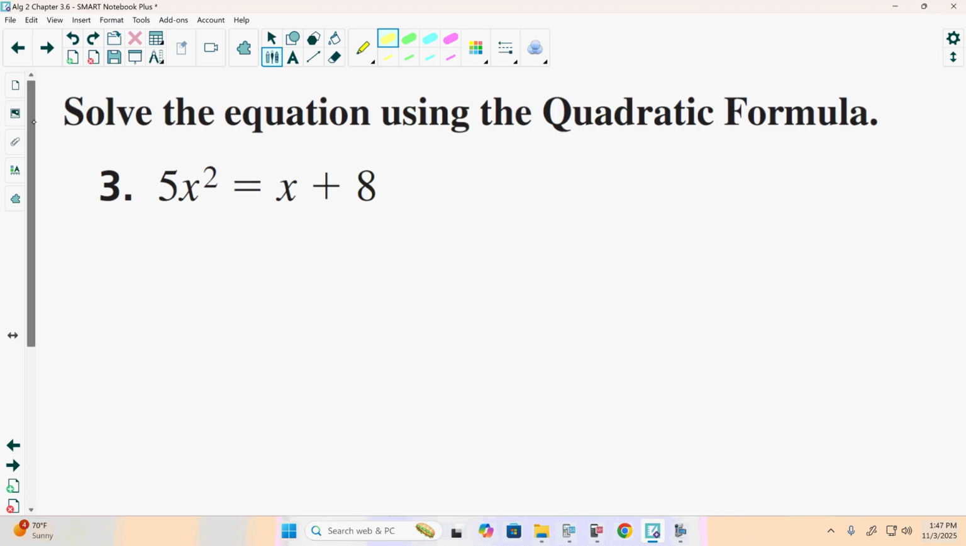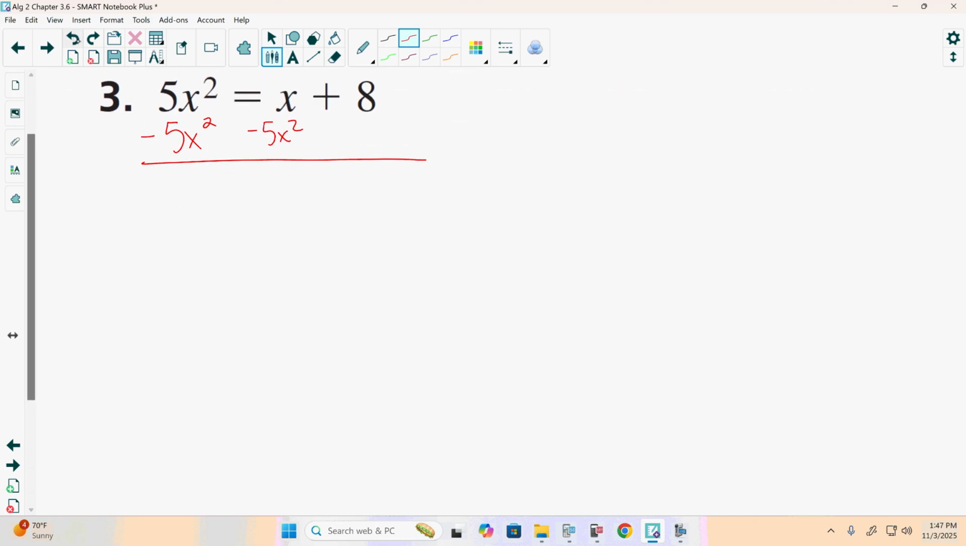5x squared equals x plus 8. Again, the first thing we need to do is get this equation equal to 0. Let's not use the calligraphy pen. So the first thing I'll need to do is... now we could have subtracted the x from both sides and then subtracted the 8, but again, it's easier to just move the 5x squared over than it is to move the x and 8.